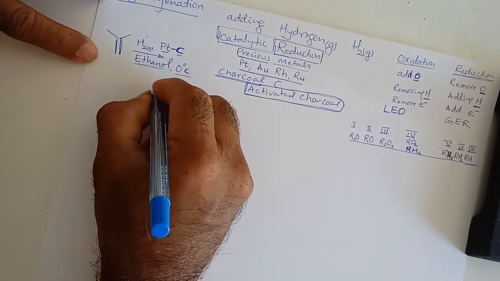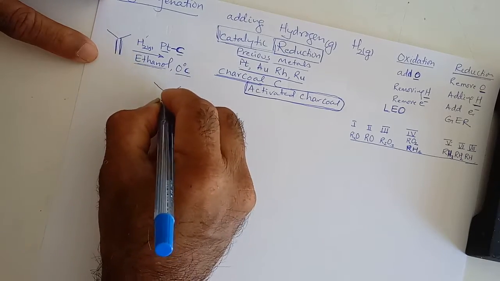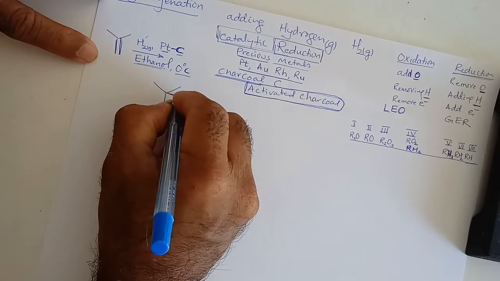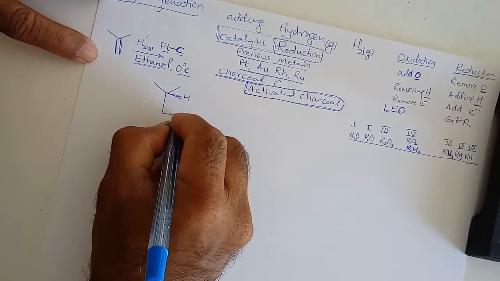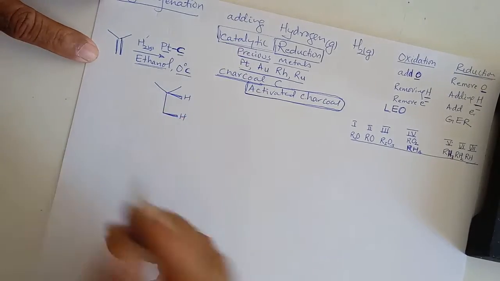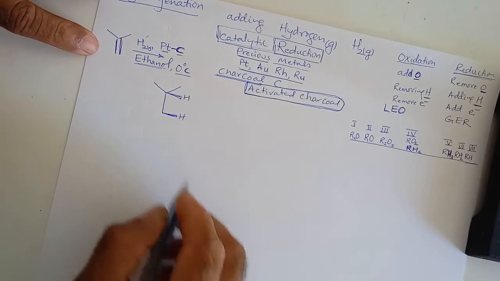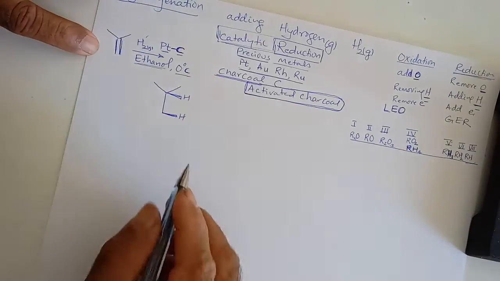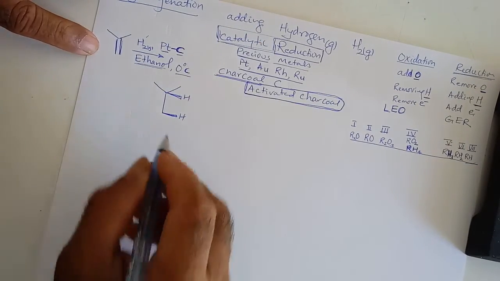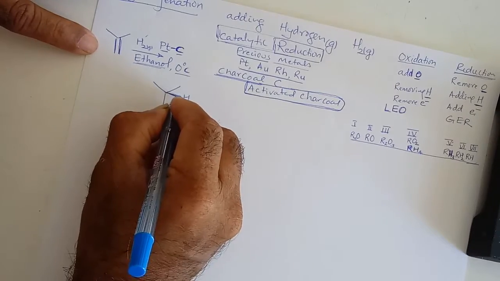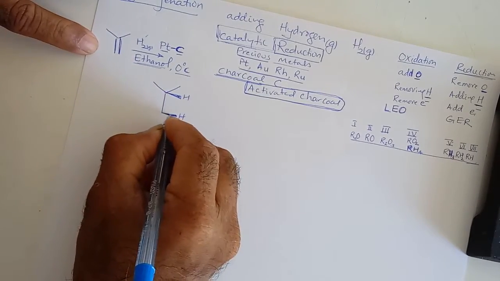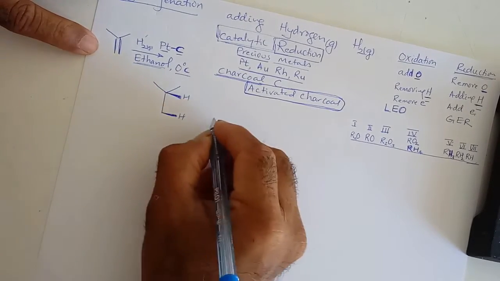So what do we get? Interestingly, the product is not fancy. We added hydrogen. That's it. We just added hydrogen across a double bond. That's why it's called hydrogenation. Now, one thing that is unique about this is this addition is syn. Syn addition.